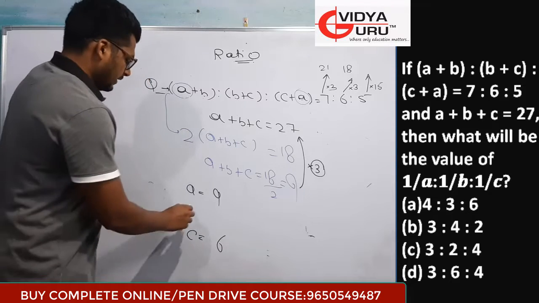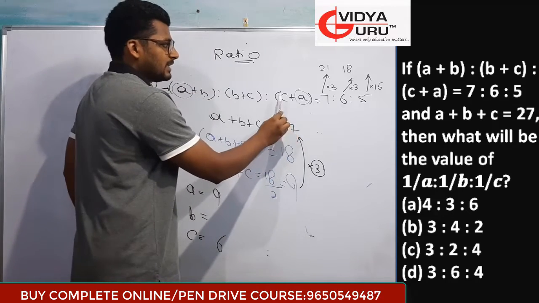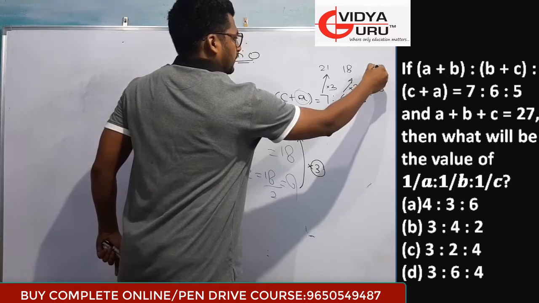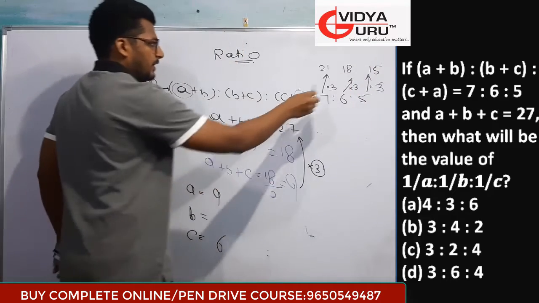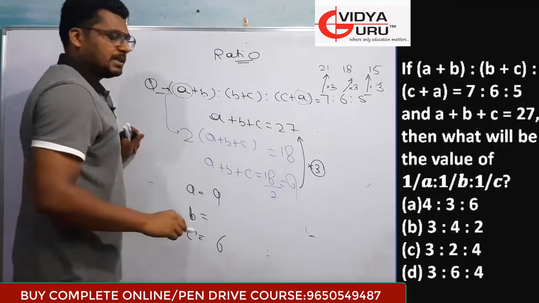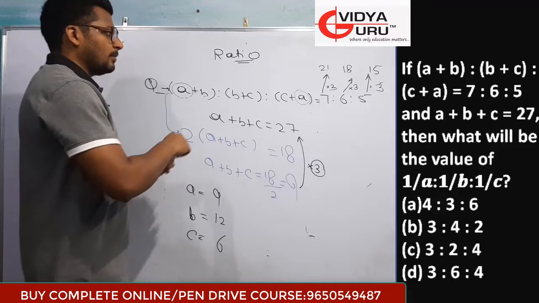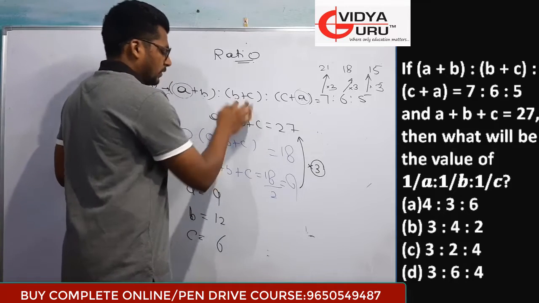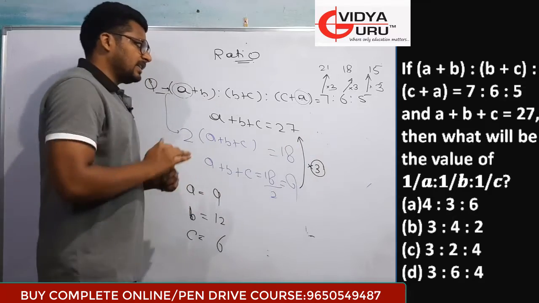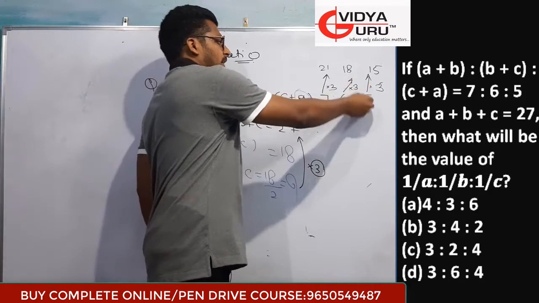9 will be added. From the third statement, C plus A, that means B is missing. C plus A is 15, and if we add B to 15, it becomes 27. Then B is nothing but 12. I have just compared the value. A plus B plus C according to the ratio was 9, but actually it is 27. It is becoming 3 times. That means to find the real value, we will multiply every ratio by 3.